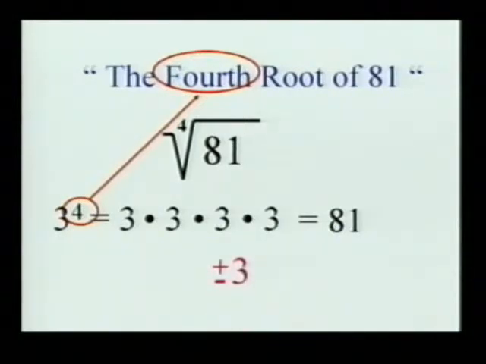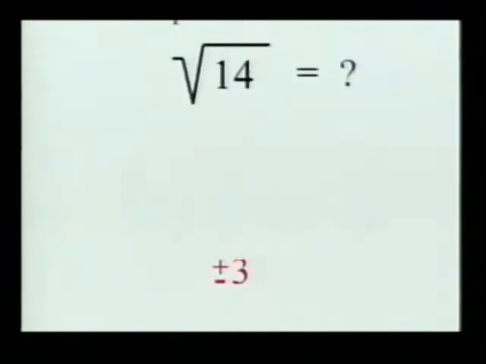In fact, this is an even root. Hopefully you'll see a pattern. Negative 3 is also a fourth root, because negative 3 times negative 3 times negative 3 times negative 3 does equal positive 81. So in even roots, such as square roots and fourth roots, we do have two answers. Odd roots, like cubes or fifth roots, only have one answer. So remember what that plus and minus sign means: two answers.